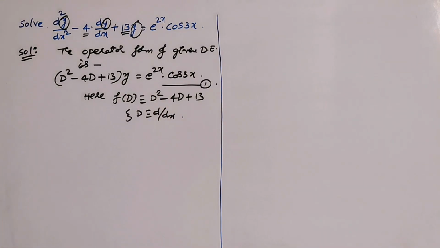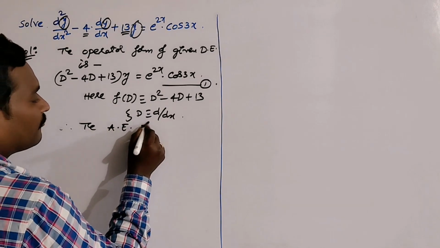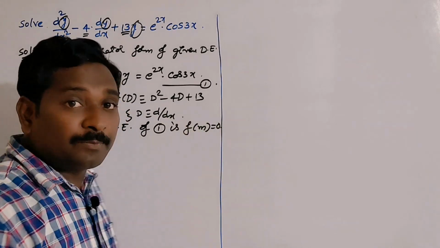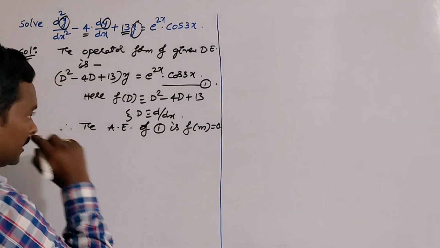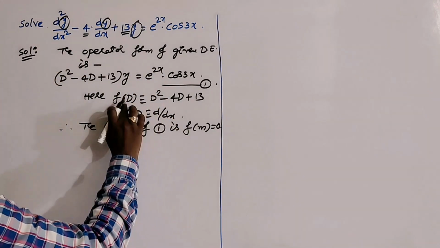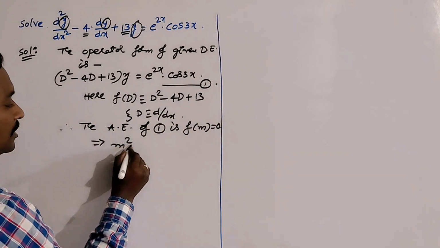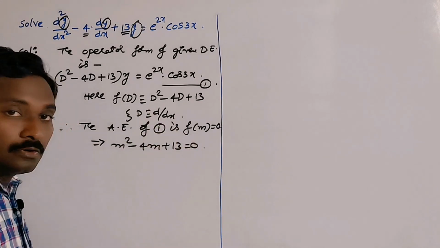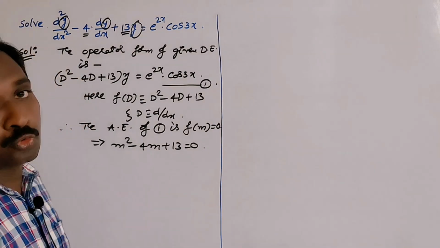First of all we have to find out the complementary function. For that purpose write the auxiliary equation. The auxiliary equation of 1 is f of m is equal to 0. Everybody knows that the complementary function depends upon the nature of the roots of the auxiliary equation. What is meant by f of m? Replace d with m in this and equate to 0. So m square minus 4m plus 13 is equal to 0. Clearly this is a quadratic equation, hence it has exactly 2 roots. Don't forget it.